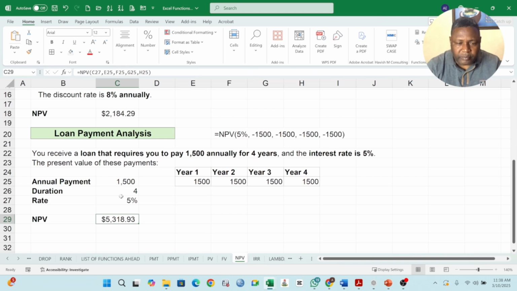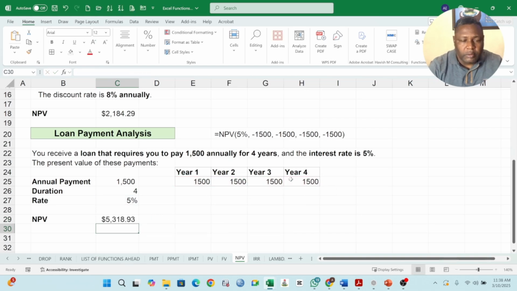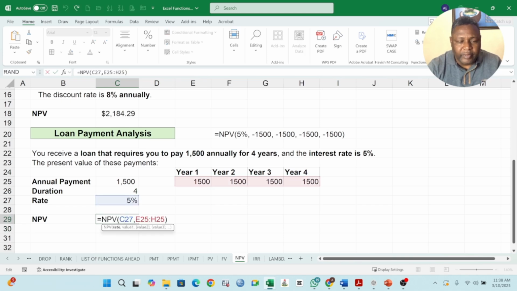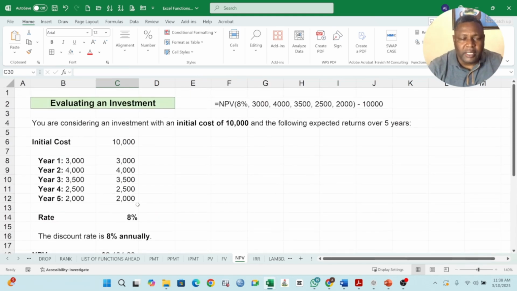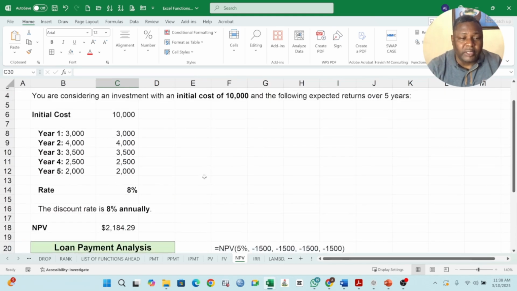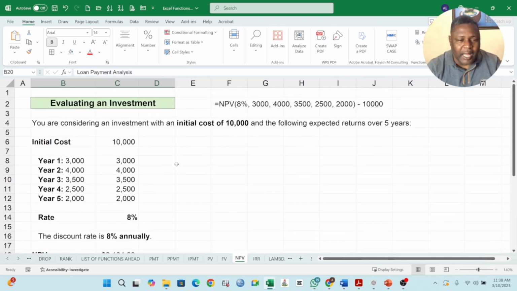Okay, so that is net present value. So you can also do that way, and instead of picking them one by one, you still get same response. Okay, so that's net present value. That's how to calculate net present value, evaluating an investment or loan payment analysis.